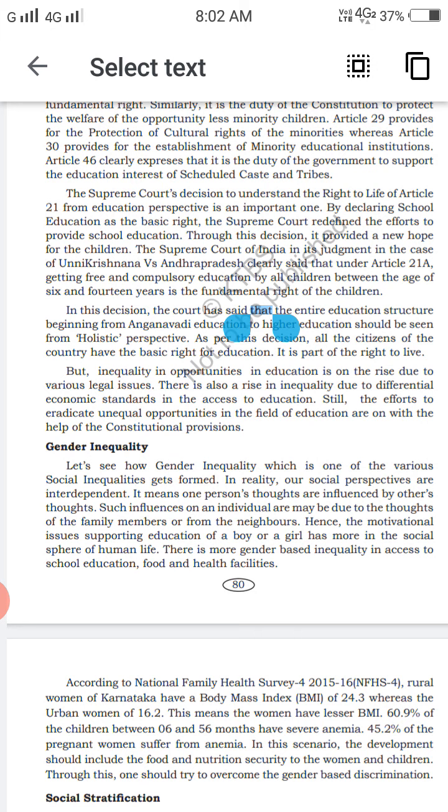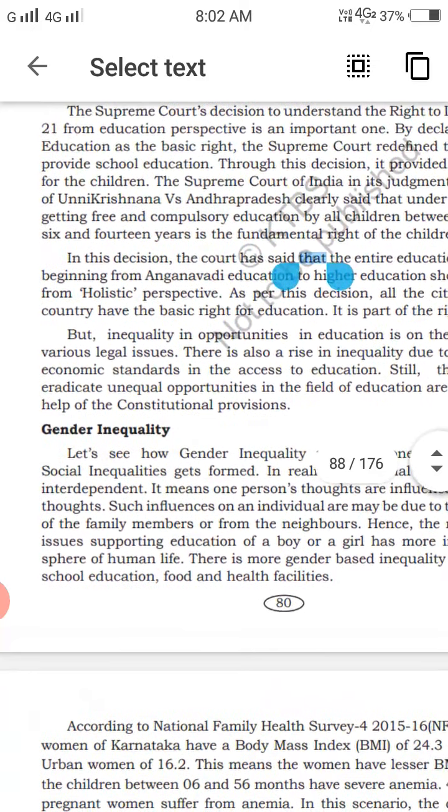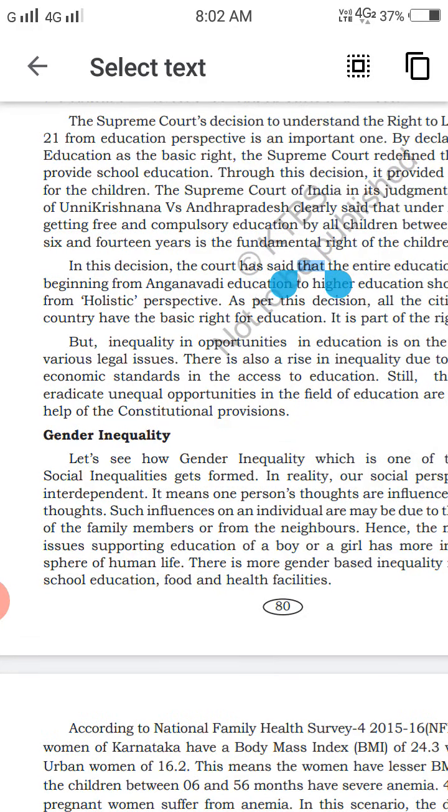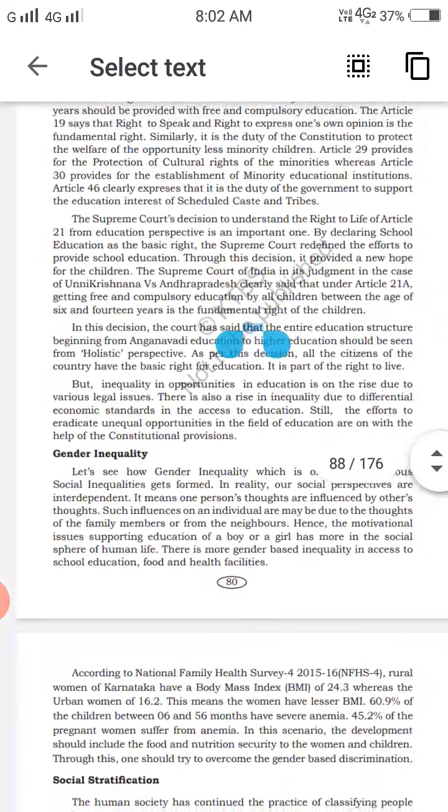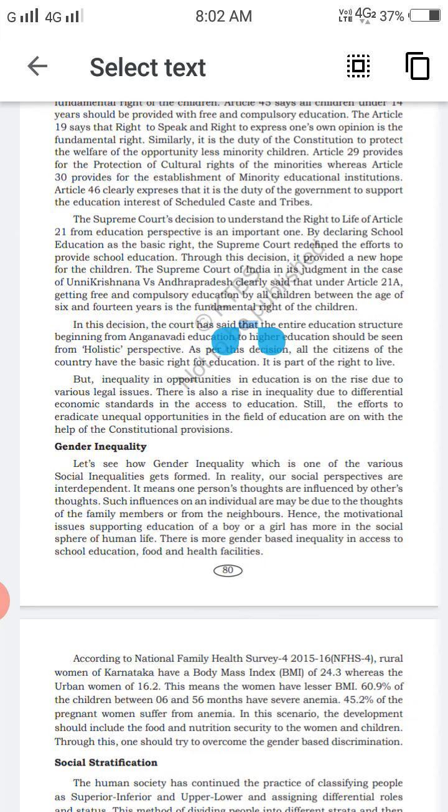If any government school or private school rejects giving education to him, he may appeal to the court, and also he can fight it. But in this decision, the court has said that the entire education structure, beginning from Anganwadi education to higher education, should be seen from a holistic perspective. As per this, all the citizens of the country have the basic right to education. It is a part of the right to live.